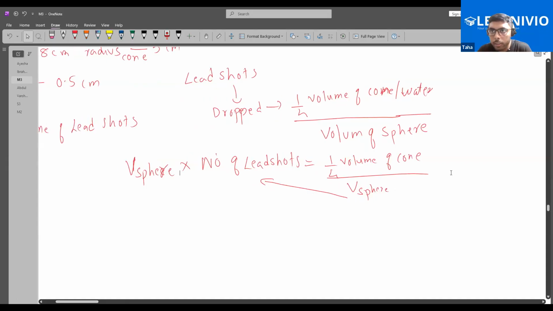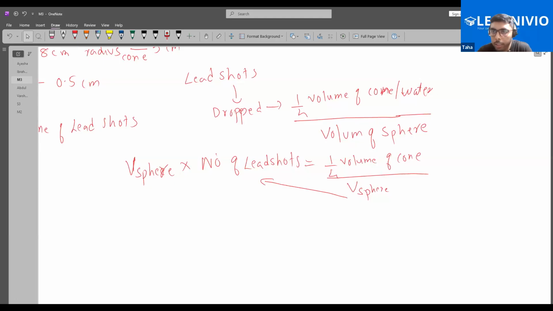Is it making sense, everyone? Hani? Yasindi? Anyone? Umair? Is it making sense that this is how we'll find the number of lead shots?